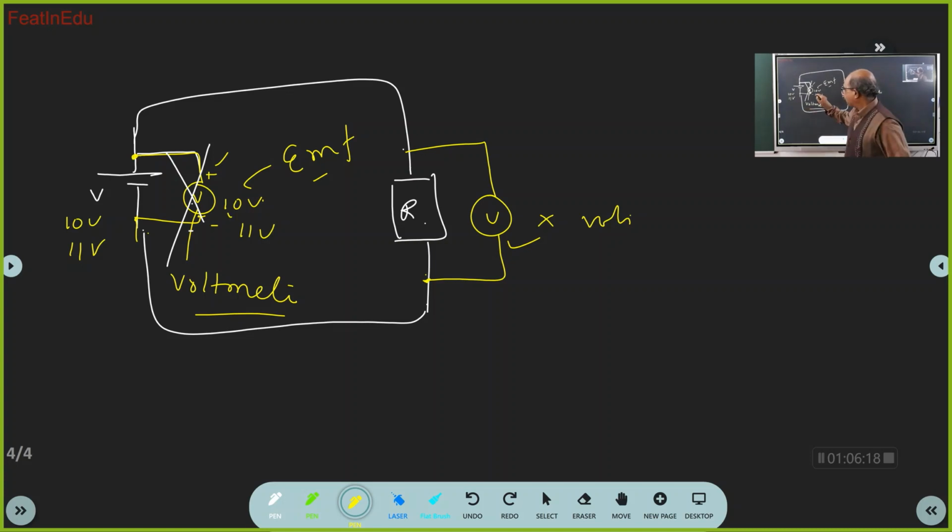So this reading you interpret it as the EMF. Energy produced for every coulomb of charge that it sends. 10 volts in this voltmeter reading. See, now, what is the meaning of the reading the voltmeter gives?